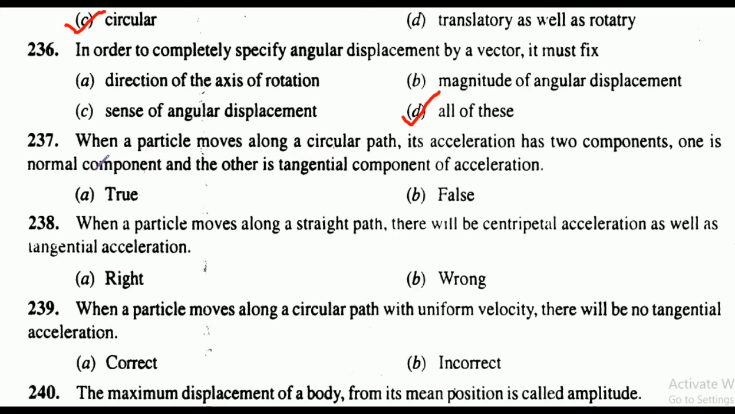Next is question 237. When a particle moves along a circular path, its acceleration has two components. One is the normal component and the other is the tangential component of acceleration. Here friends, options are true or false, and here the correct answer is option A, that is it is true. Next is, when a particle moves along a straight path, there will be centripetal acceleration as well as tangential acceleration, right or wrong? So here friends, the correct answer is B, that is it is wrong.